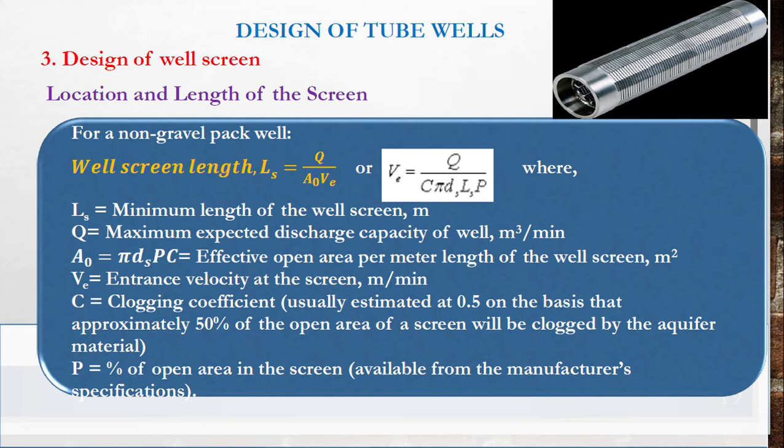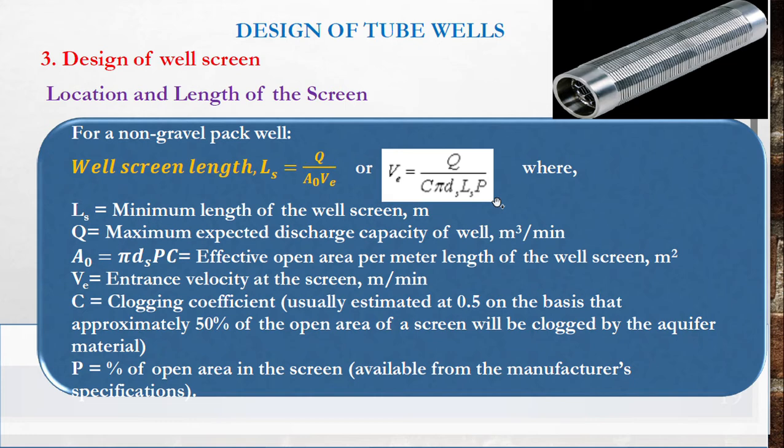Now the length of the screen is found out by using this formula. It is Ls = Q / (A0 × VE), where VE is the entrance velocity, A0 is the effective open area of the aquifer screen, and Q is the discharge, the maximum expected discharge. So this equation is written in this way. Here VE is equal to Q / (C π ds Ls P), where Ls is the length of the screen as we have discussed here. A0, that is the percentage open area, can be expressed as C π ds P.